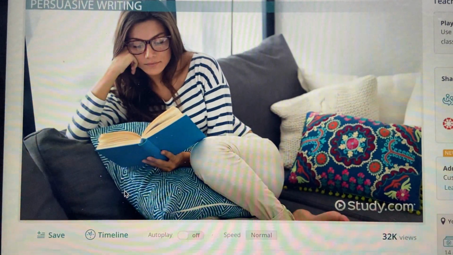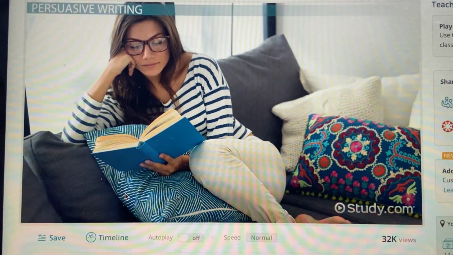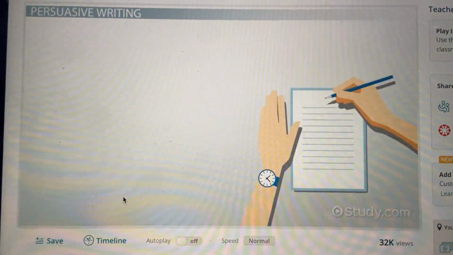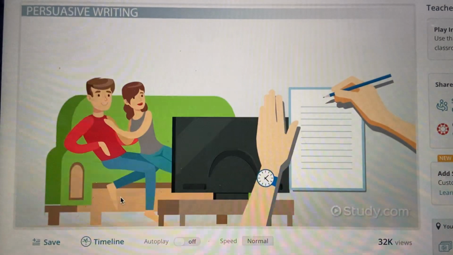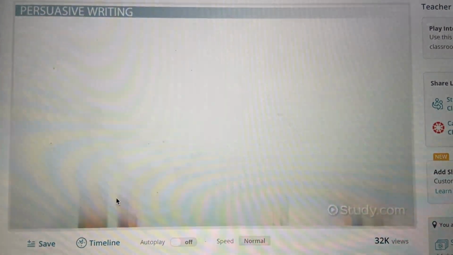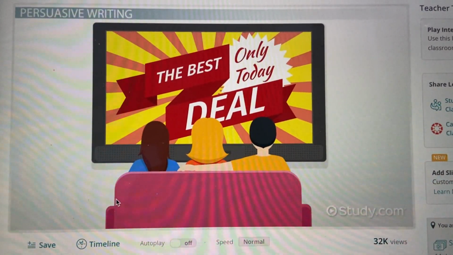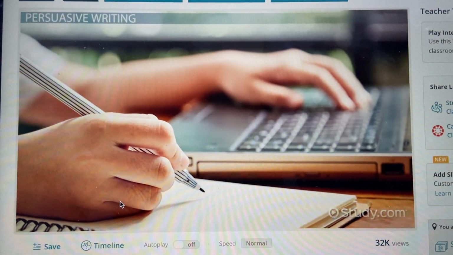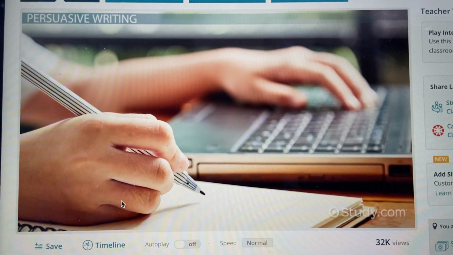You want your reader to connect with you, and by the end of your writing, have enough solid information to agree with you. Think of a persuasive piece of writing as an advertisement that you'd see on TV. The purpose of an advertisement is to sell the product. Your persuasive piece of writing is similar in that you want your readers to buy your opinion.